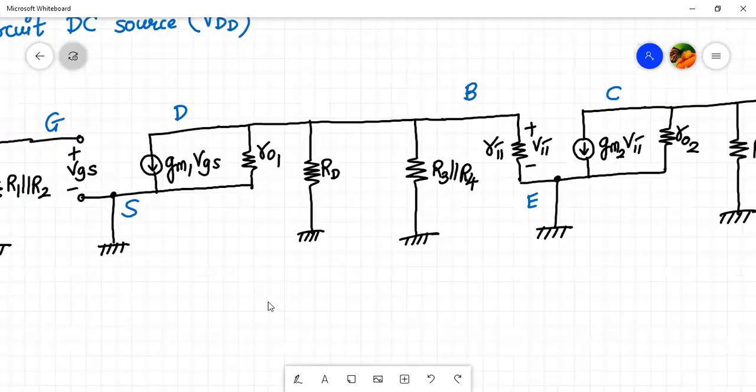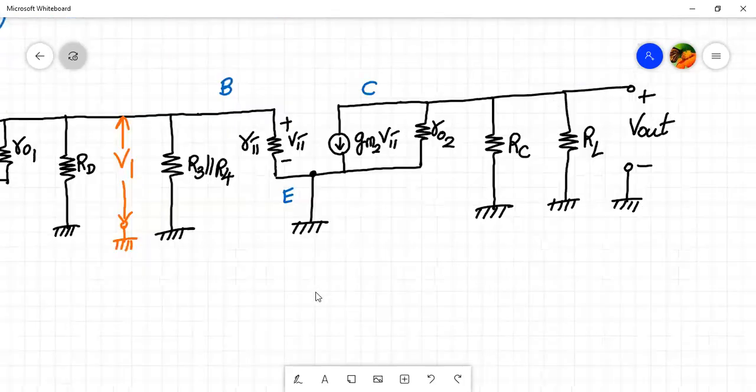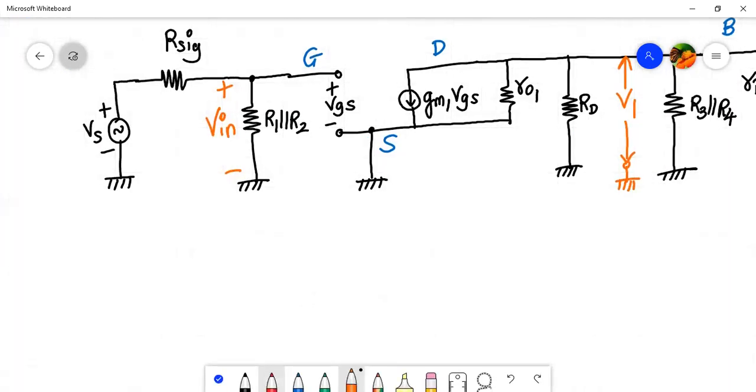Now also let me mark the output of the first stage. So after this resistor RD, I have an output of the first stage. So here we mark a voltage V1. This will be helpful to define the gain of the first stage and the second stage. So V1 is the output of the first stage and the input of the second stage. And yeah, rest all is fine. Correct?